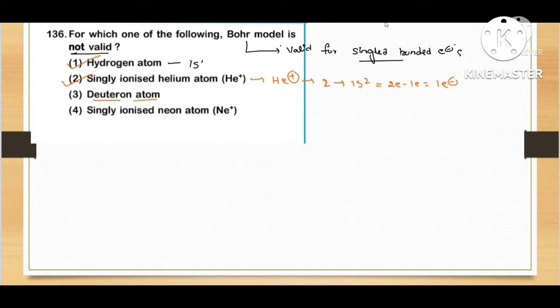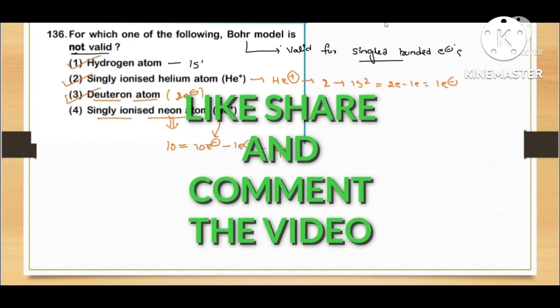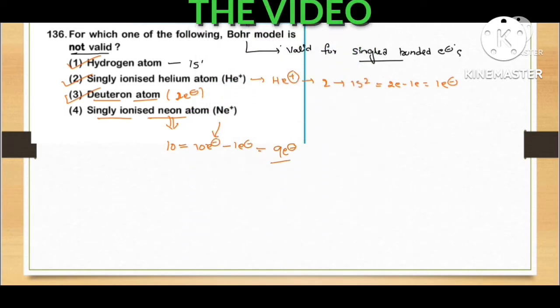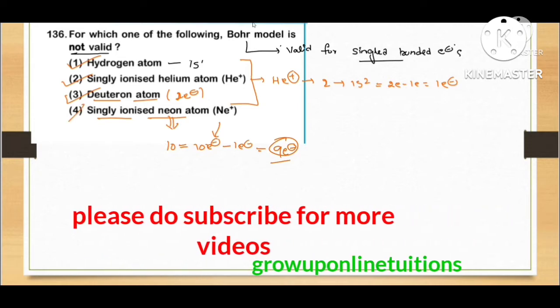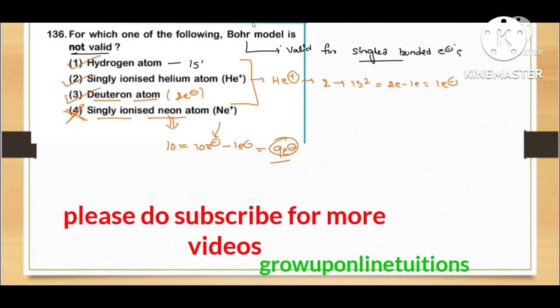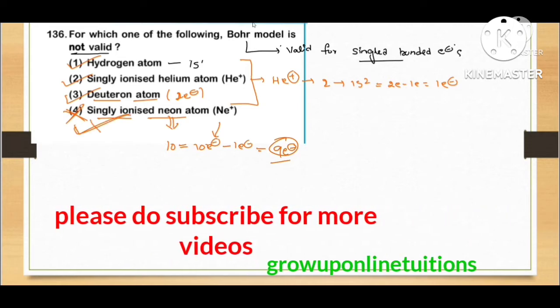Now let us see deuterium. Deuterium also contains only 1 electron. So Bohr's model is applied to option 3. Now let us verify the fourth one. This is singly ionized neon. Neon has atomic number 10, that means 10 electrons minus 1 electron. It becomes 9 electrons. Here Bohr's model is valid only for single electron species. Here neon positive contains 9 electrons. That's why Bohr's model is not valid for option 4. So our answer is 4, the correct answer.